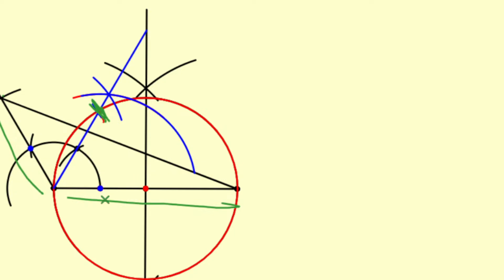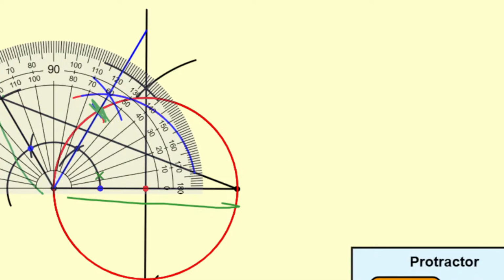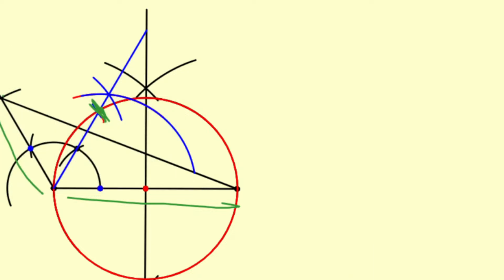Yes, it should be 60, not 30. Angle B is 120 degrees. Its angle bisector when we draw will be 60 degrees. You can see it's not 30 degrees. So if anyone has any doubt, you can just ask me.